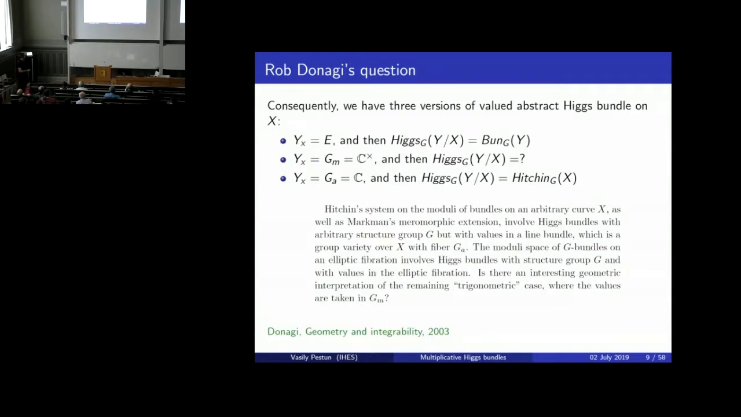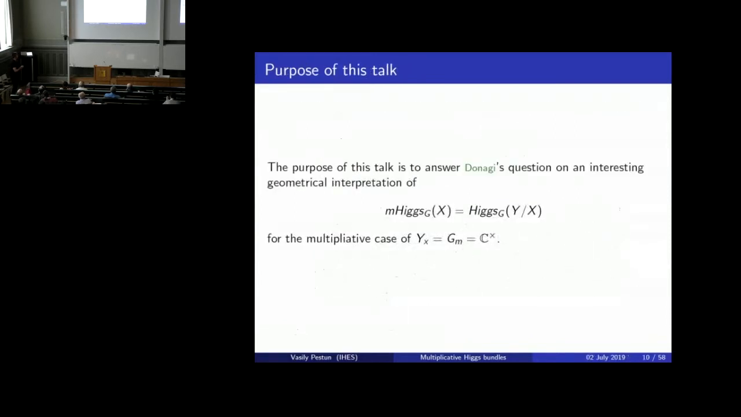And in the lectures of Ron Donagi in 2003, a question is posed: the moduli space corresponding to the additive case is the Hitchin system, the moduli space corresponding to the elliptic case is an elliptic fibration, and the question is, is there an interesting geometric interpretation of the remaining trigonometric case where the values are taken in the multiplicative group? So this talk will be about this remaining case, about the multiplicative group, and so the name is multiplicative Higgs bundles. That's what I just announced. That's the purpose of this talk.